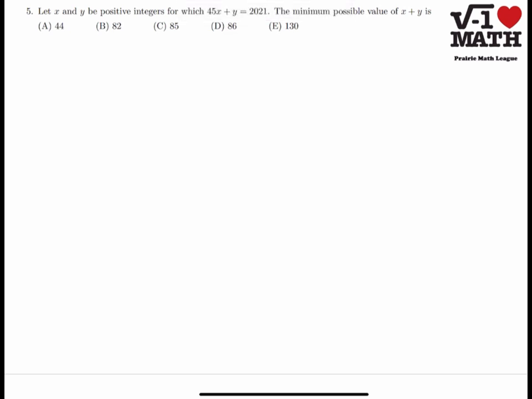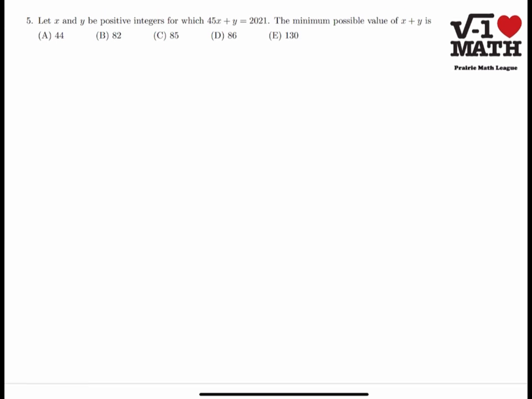Hello everyone, today I will show the solutions to problems 5 and 6 of round 190 of the Prairie Math League. For problem 5, we have two positive integers, x and y, such that 45x plus y equals 2021, and we wish to minimize x plus y.